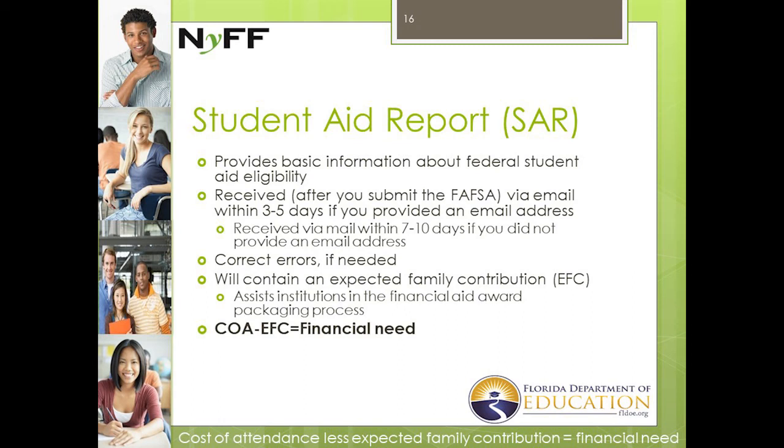The institution will review the Student Aid Report for accuracy and begin the financial aid award process. The EFC is used to award need-based financial aid. As outlined on the slide, cost of attendance minus the expected family contribution, or EFC, equals your financial need. An institution will begin layering a financial aid package in an effort to cover the entire cost of attendance.